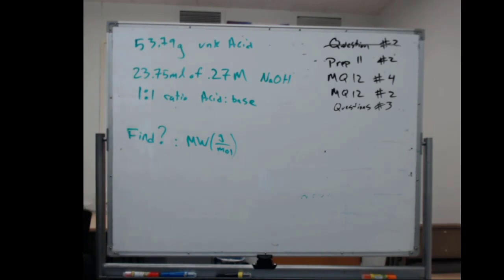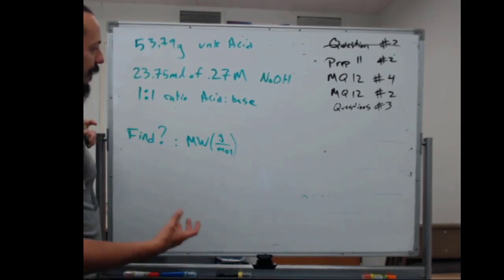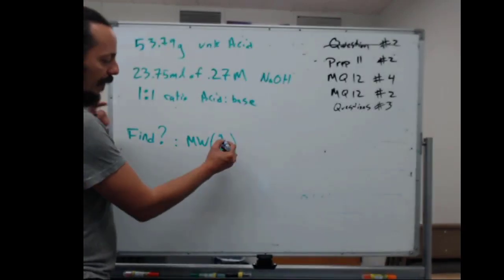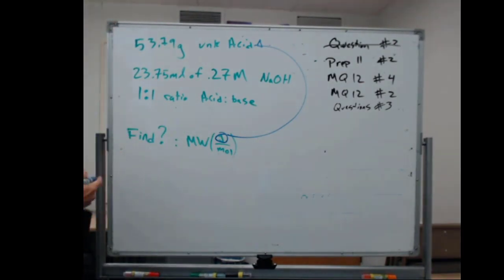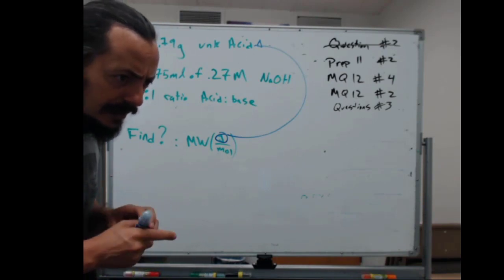Right, so once we start looking at this, we can say, okay, we've got our unknown acid, we've got all of this information that's explicitly given, and I've got this molecular weight that I'm trying to find. In terms of connectivity, we've already got half of this, right? We've already got the grams. So all I need to do is figure out my moles of acid. There is one more piece of important information.